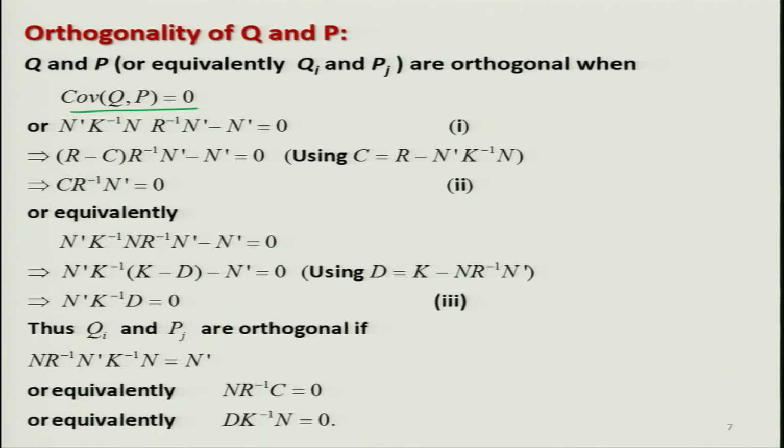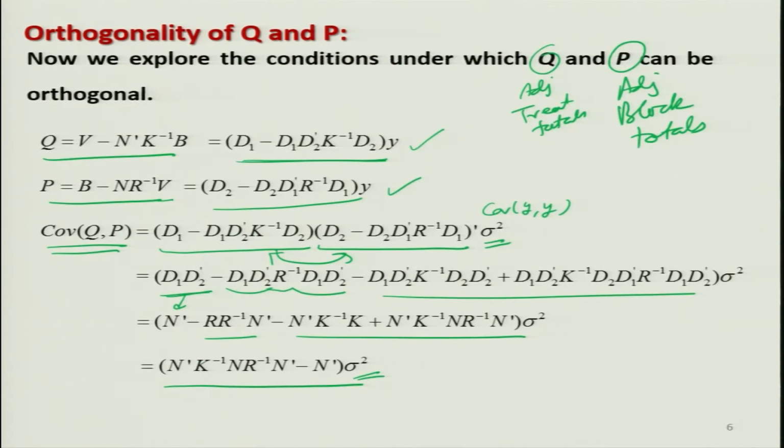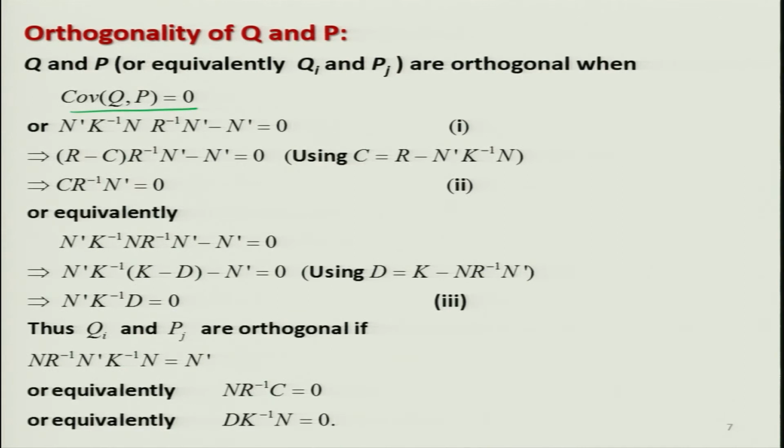So, now if you try to see, you have obtained this expression. If this expression becomes a null matrix, then Q and P are orthogonal. So, let me try to write down this condition. Now, if you try to recall, you had this definition of C where you are getting the term N transpose K inverse N, and in this definition also you are getting N transpose K inverse N.